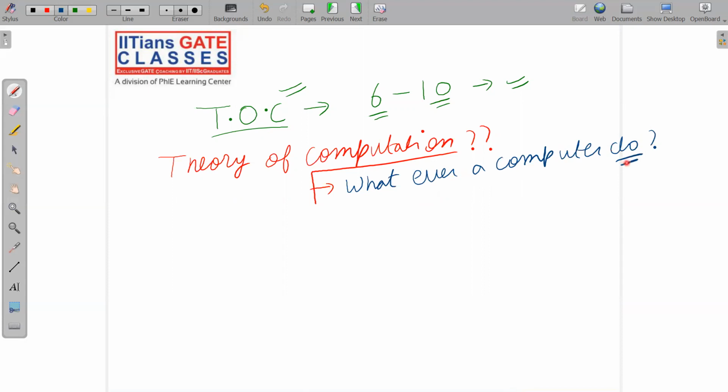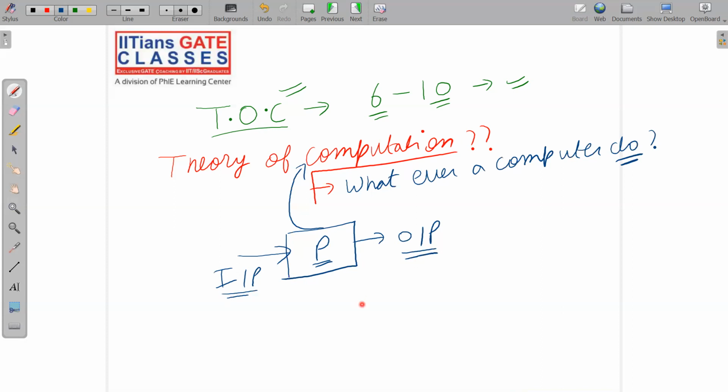So what exactly does a computer do? We all already know this thing. We supply some input to the computer and it does some processing and gives us some output. So this processing is nothing but your computation. So how exactly can we define computation? Computation is nothing but a process of converting input to some output. We are converting input to output and this is nothing but computation.